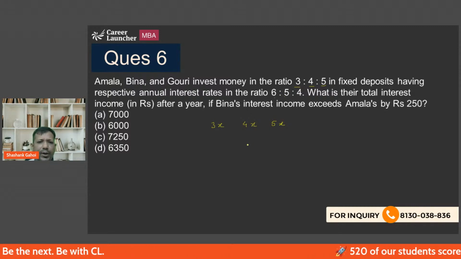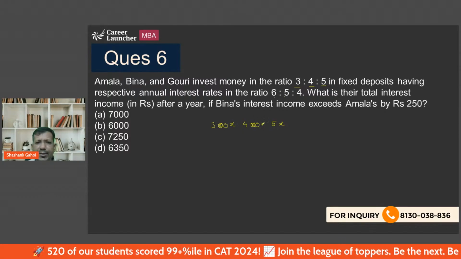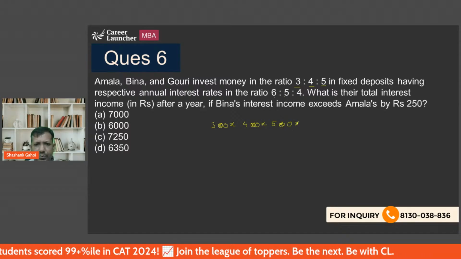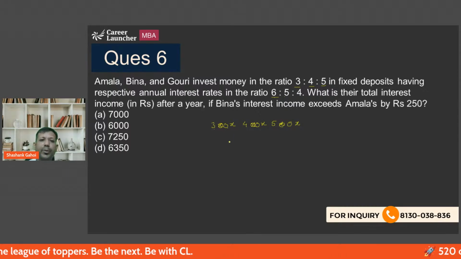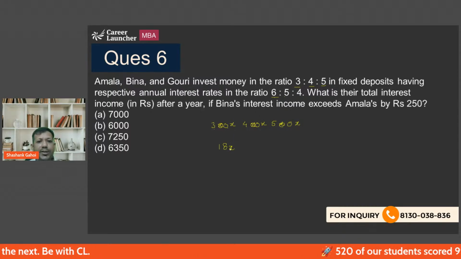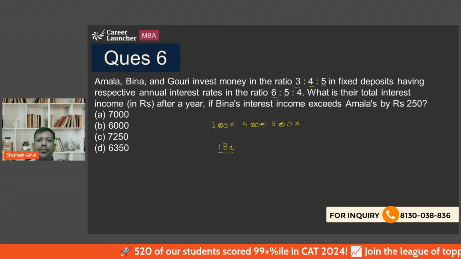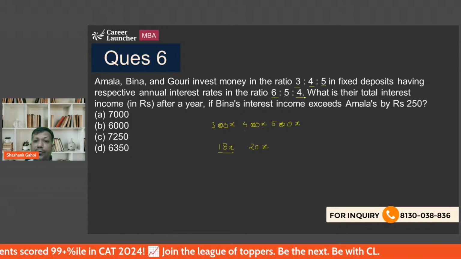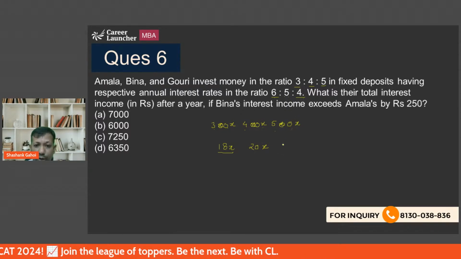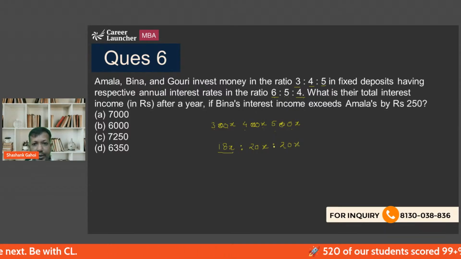I'm going with 654 only. So basically instead of x, let's say this is 300x, this is 400x, and this is 500x. Okay, Amla is getting 6% return. So 6% of 300 is going to be 18x. So Amla's interest is 18x. Beena is getting 5%. 5% of what? 400. So she is getting 20x. Okay. Gauri is getting 4%. 4% of what? 500. So Gauri is also getting 20x. So this is the interest amount of all three, right?